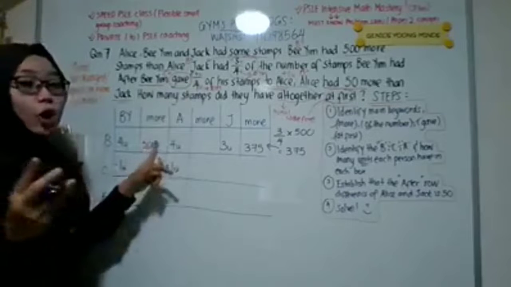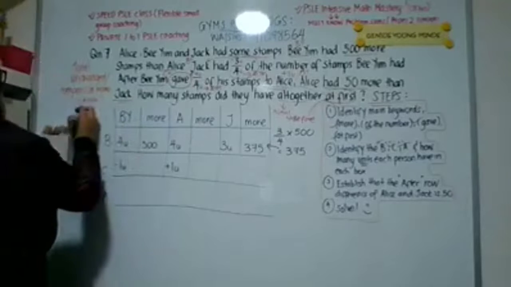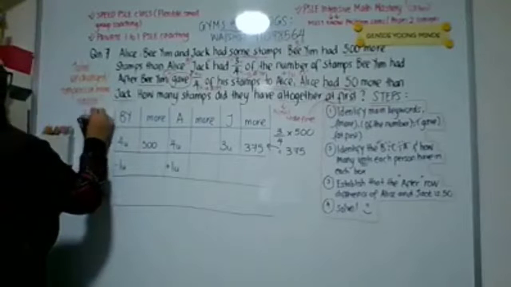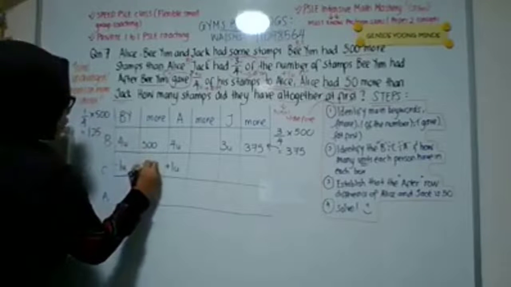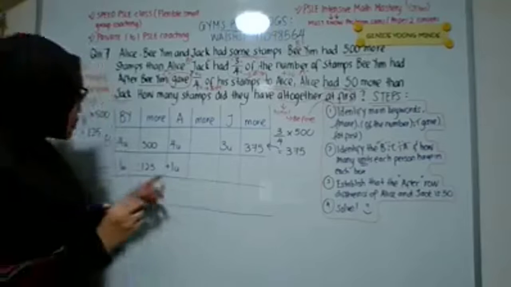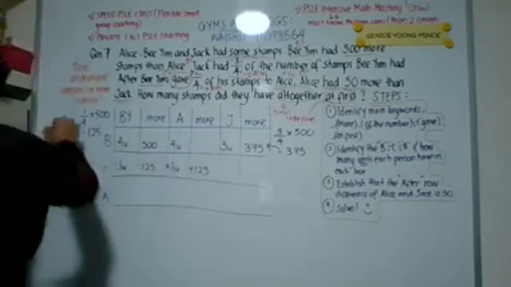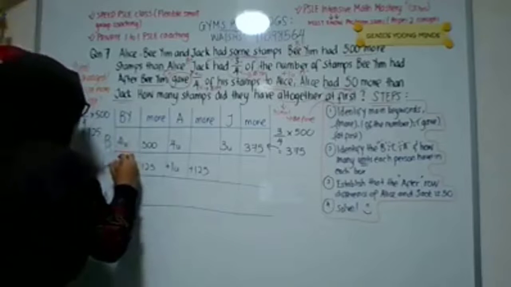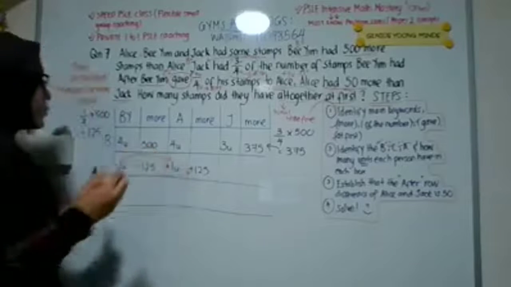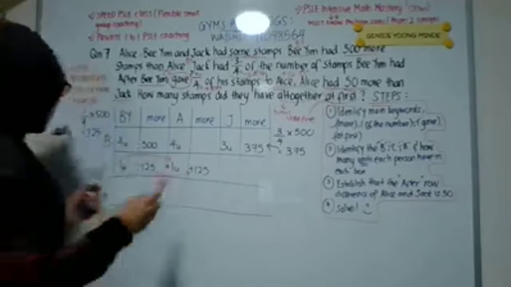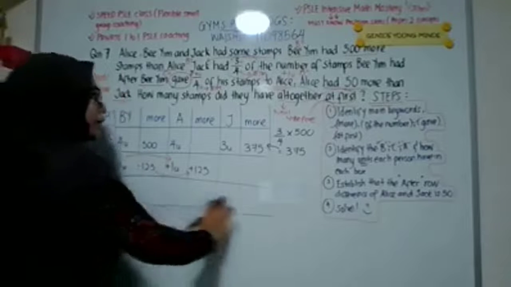1/4 of 500. Or this is actually 4 units. I need to find 1 unit. Alright? So this is actually 1/4 times 500 equals 125. So this one is minus 125. Okay? So if this is minus 125, here we plus 125. Why? If you're not clear, this 1 unit is given to Alice. The 125 is also given to Alice. Can you see? Okay?